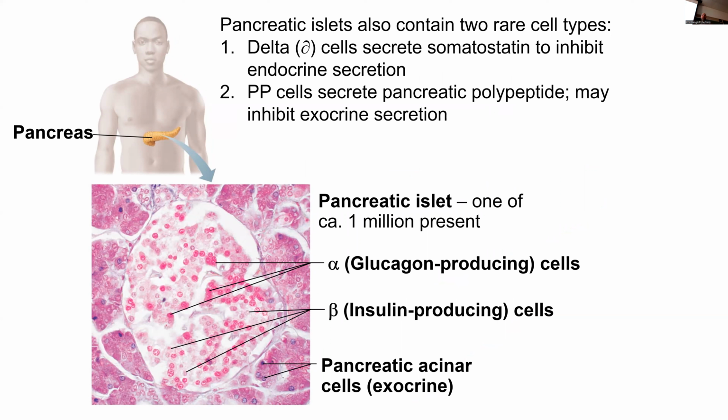There's more than this, but what I want you to focus on, don't worry about the details of the microscope slide. The important thing here is that we have these two kinds of cells, alpha and beta. One of them produces glucagon, one of them produces insulin. And both of these cells regulate the circulating glucose in your blood.